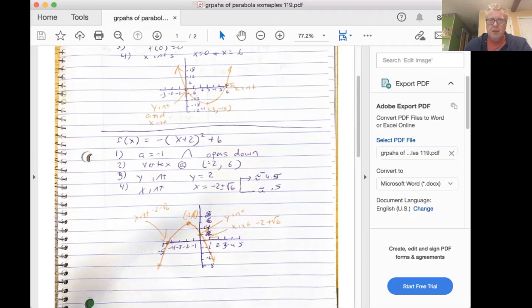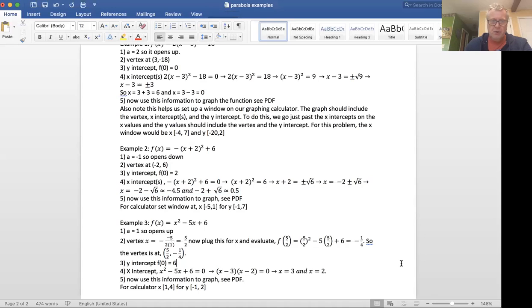Okay. Let's go back to the document. It has our examples, and let's look at the third example. The third example says f(x) equals x squared minus 5x plus 6. a is 1, so it opens up. For x, I need to use the formula now. Minus b, so b was negative 5. So I have negative negative 5 over 2 times a. Well, a is 1. So that gives us a positive 5 over 2, because of the negative negative.